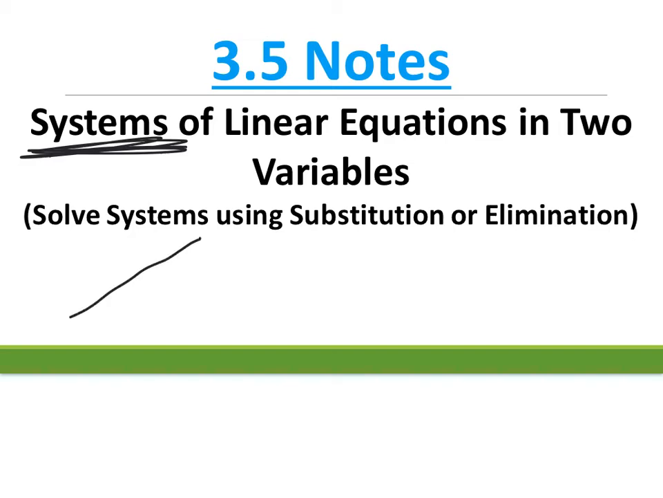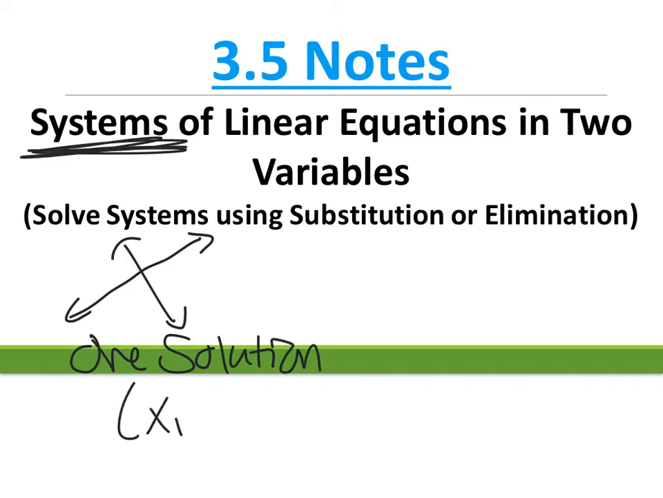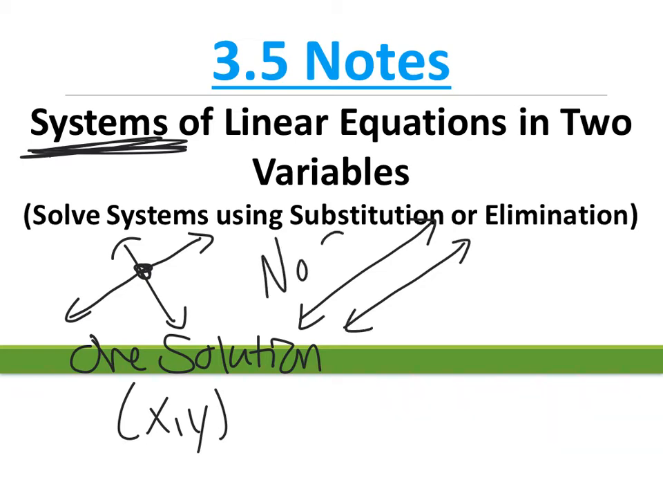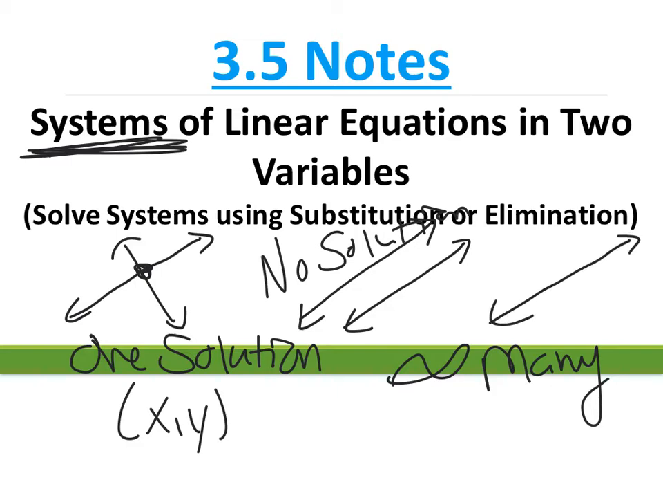So sometimes two lines cross looking like this, and that means there's one solution, which would be a point, some x, some y. The point where those two things intersect. Sometimes it's no solution, and that means the lines are parallel. And sometimes, weirdly enough, we have infinitely many solutions because you're given two equations, but they end up graphing the exact same line. So it's one line on top of the other.